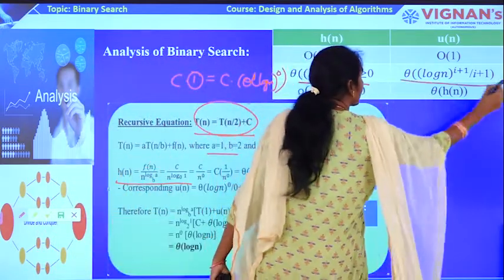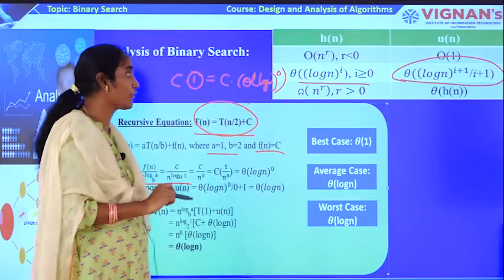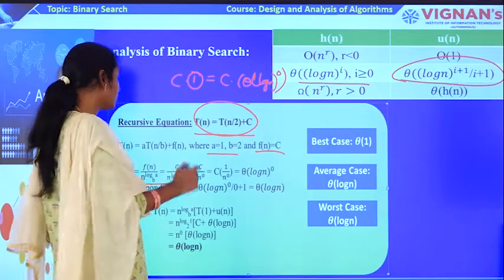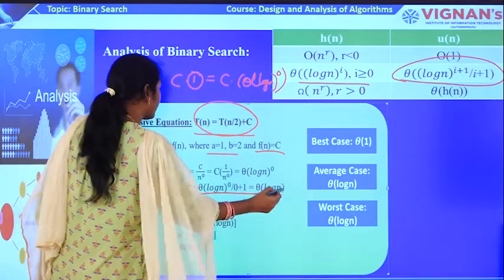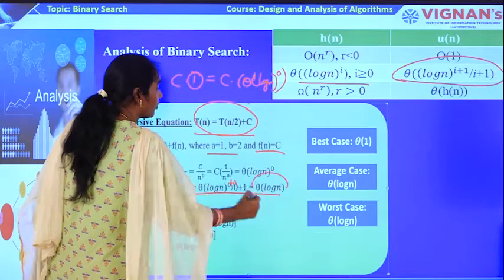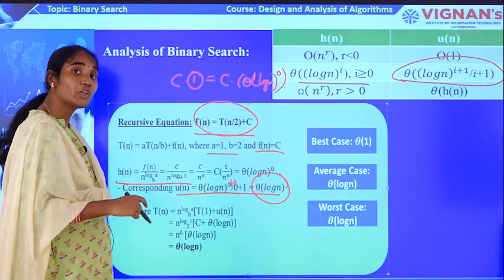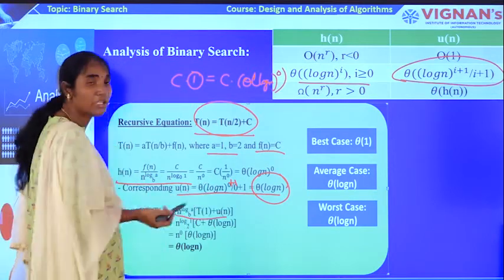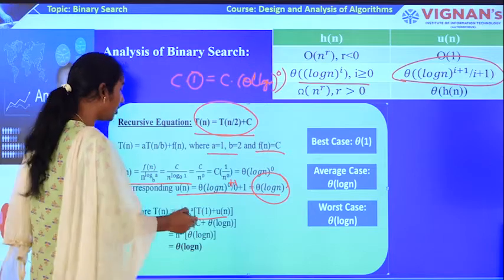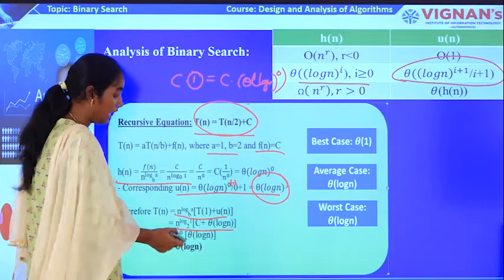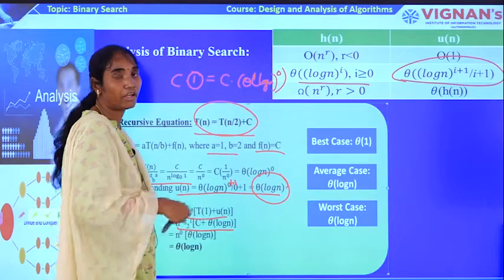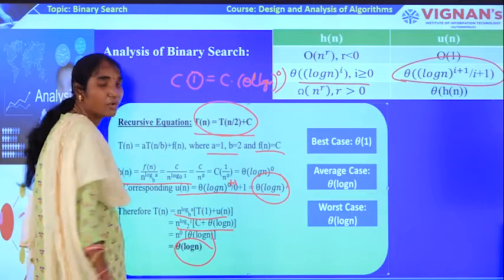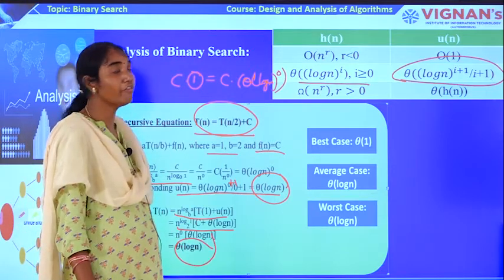Then the corresponding u of n is theta of (log n) whole to the power of i plus 1 by i plus 1, which is theta of (log n) whole to the power of 1 by 1. So finally, this corresponding u of n will be theta of (log n) to the power of 1. Now, the T of n, that is the modified recurrence relation according to Master's theorem, is n to the power of log a to the base b into T of 1 plus u of n. Now, if I substitute the corresponding u of n, I will get n to the power of 0 into theta of log n. Out of that, the highest term is theta of log n. So finally, the time complexity for binary search is theta of log n.